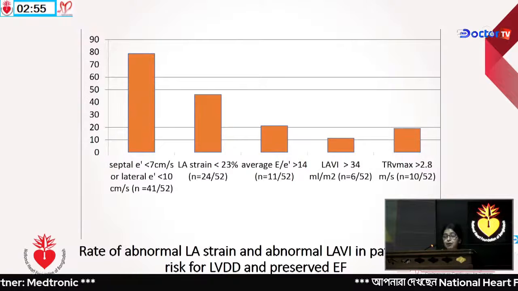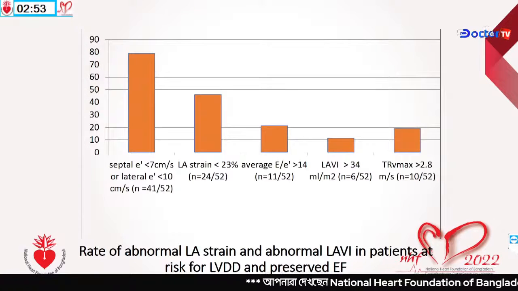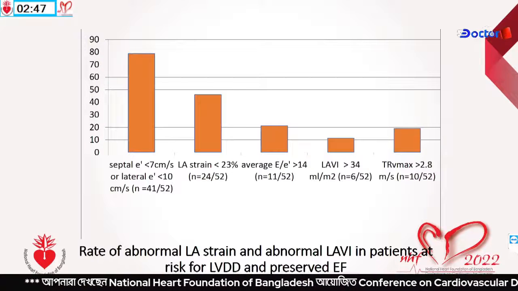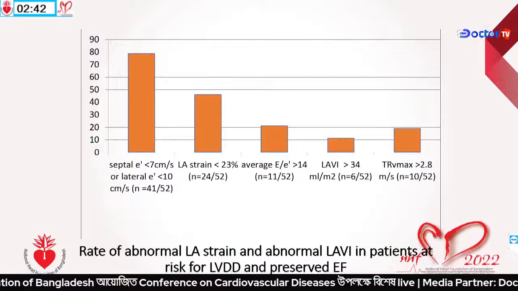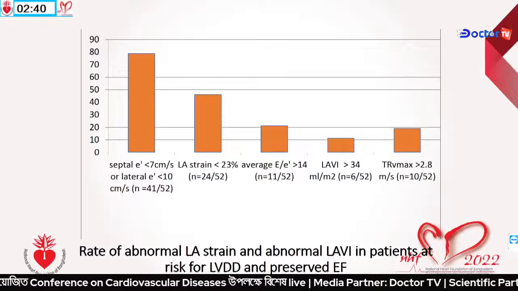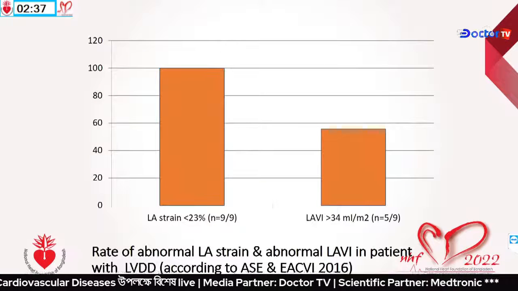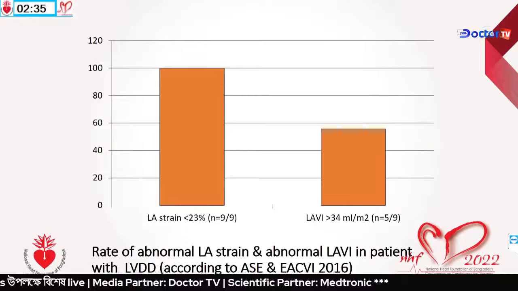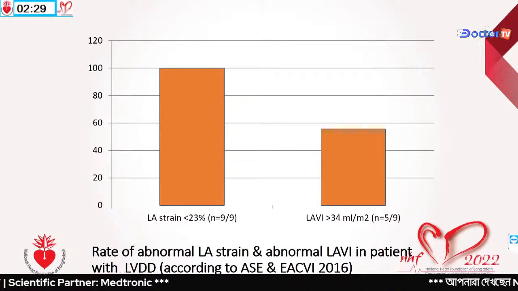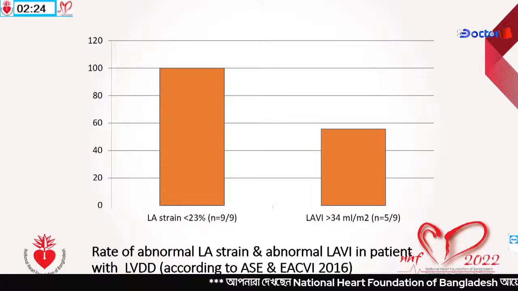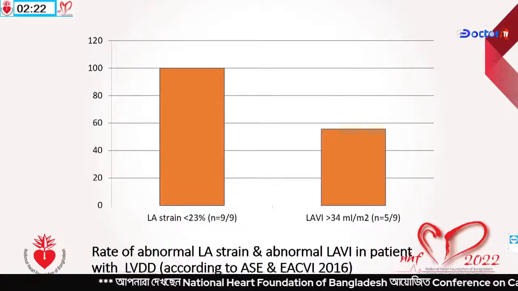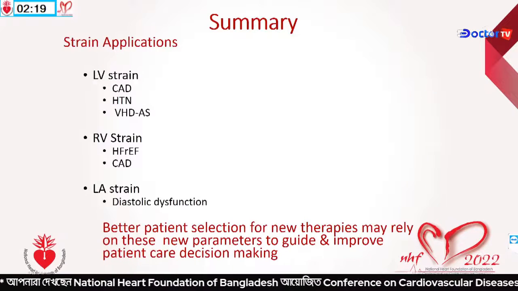And we have found that there is reduction in the septal and lateral annular e prime velocity, followed by change in the strain parameters, the reduction in LA strain parameters before the reduction of other parameters for diastolic dysfunction. And compared to the patients who were diagnosed as diastolic dysfunction by ASE and ESCVI 2016 criteria, in all patients, LA strain was reduced, but LAVI was increased in only 5 out of 9 patients. Thus, we summarize our findings in different studies.